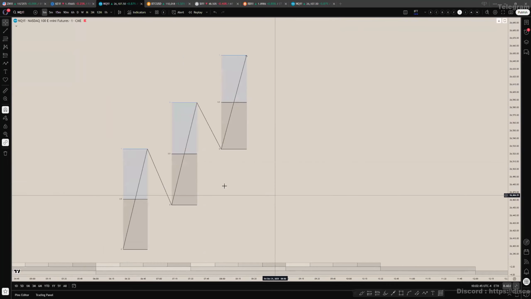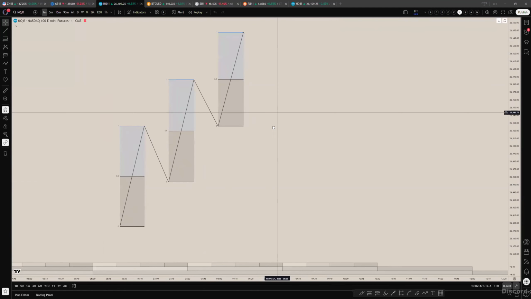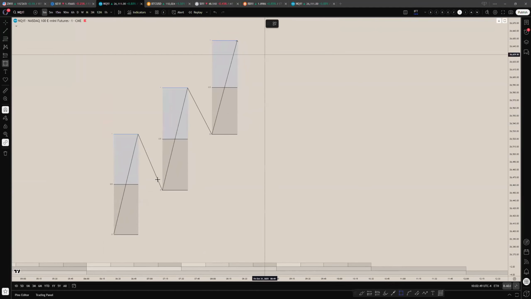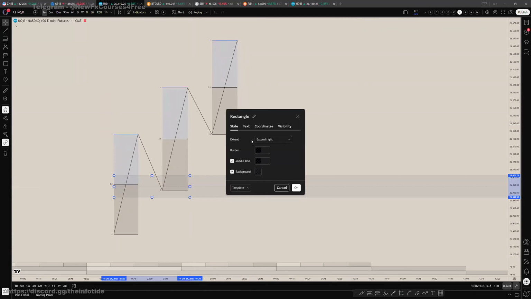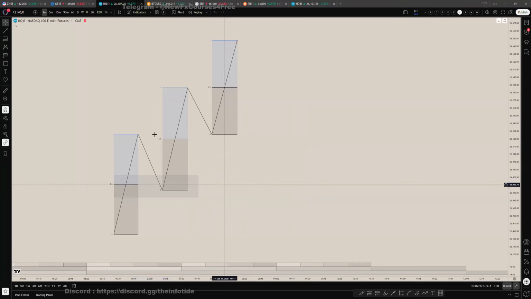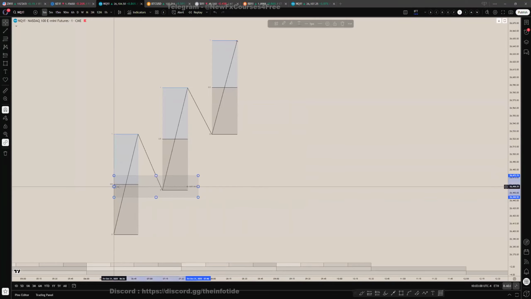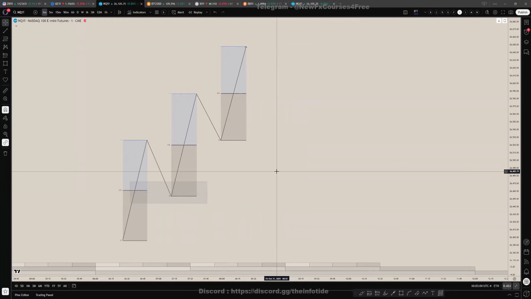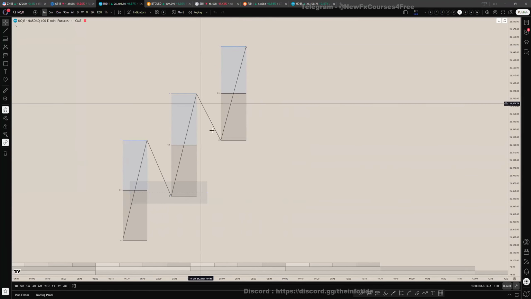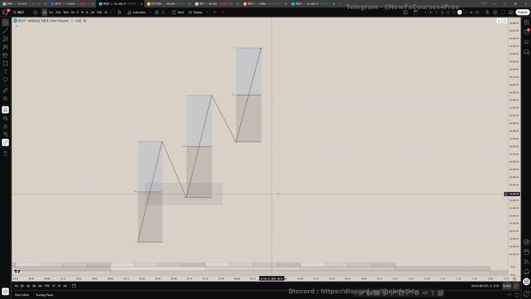Now, if we start incorporating PD arrays with this, or footprints in this case, then it starts making sense. Let's say this is a fair value gap. So we're now blending very basic market structure with some areas of interest. We have higher highs and higher lows, so we're identifying a trend of higher highs and higher lows.